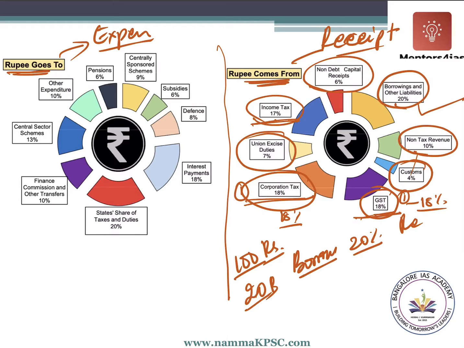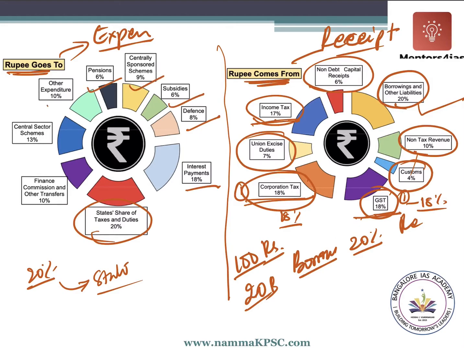Now coming to the expenditure, if you see what all the government spends. If you see the expenditure, the maximum expenditure goes to state share in the taxes. So government gives 20% of the money that it has collected to the states. Then you have interest payment 18%, defense 8%, subsidy 6%, centrally sponsored scheme, pensions, other expenditure, central sector schemes, finance commission transfers 10% like this.